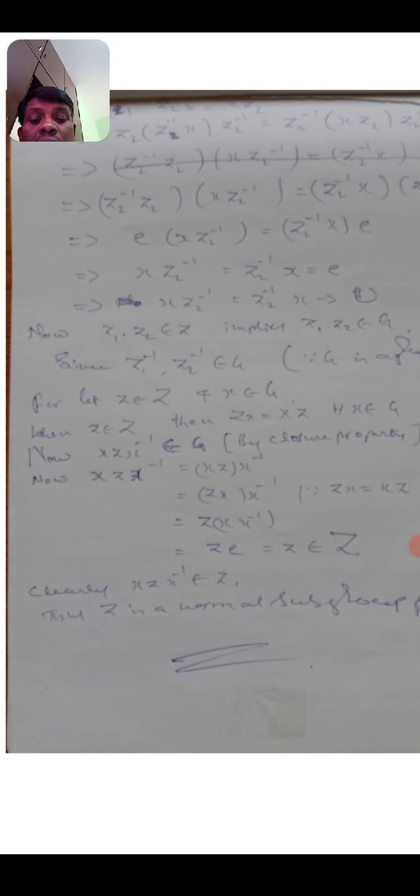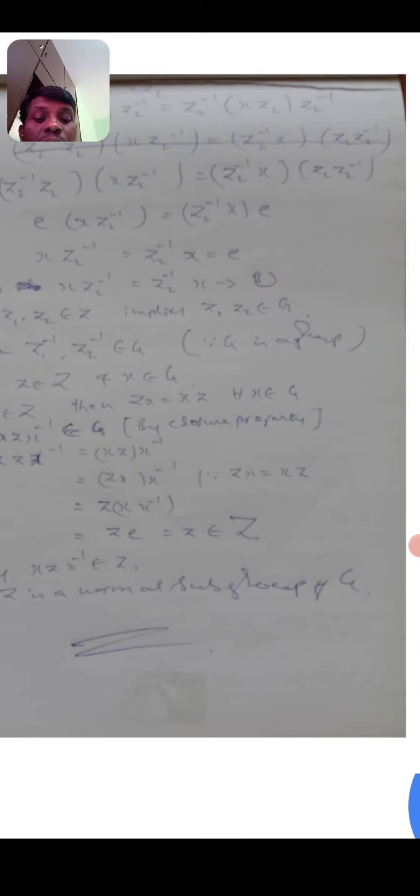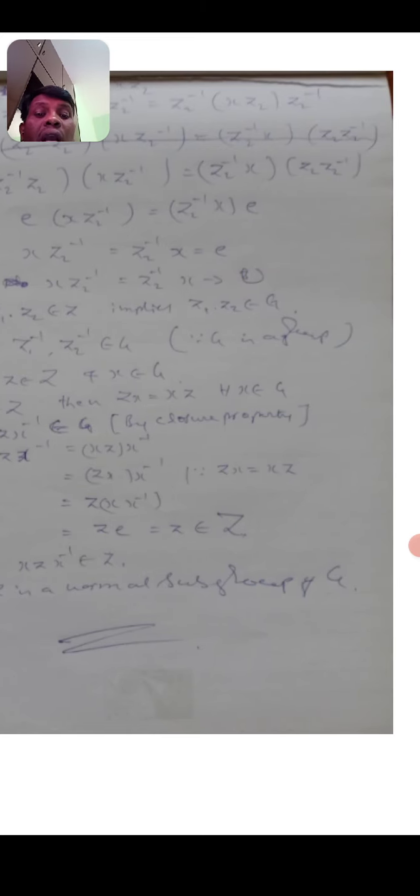This shows that Z is a normal subgroup of G. Hence the proof.